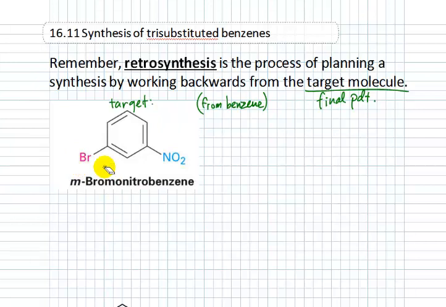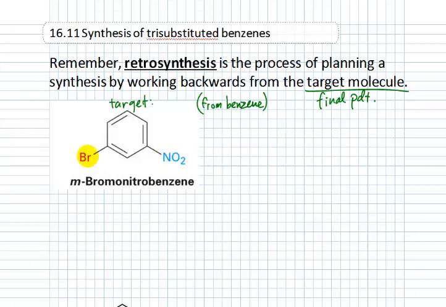So I have a bromine and a nitro group that are meta to each other. So the last thing that's added has to be added when there is a meta director already on the ring. Okay? Remember, that's so important. Where something is placed is not a function of the compound you're adding. The things you're adding are just electrophiles. One electrophile is not really different from another electrophile. However, what's already on the ring is what directs the electrophile to add in certain places.